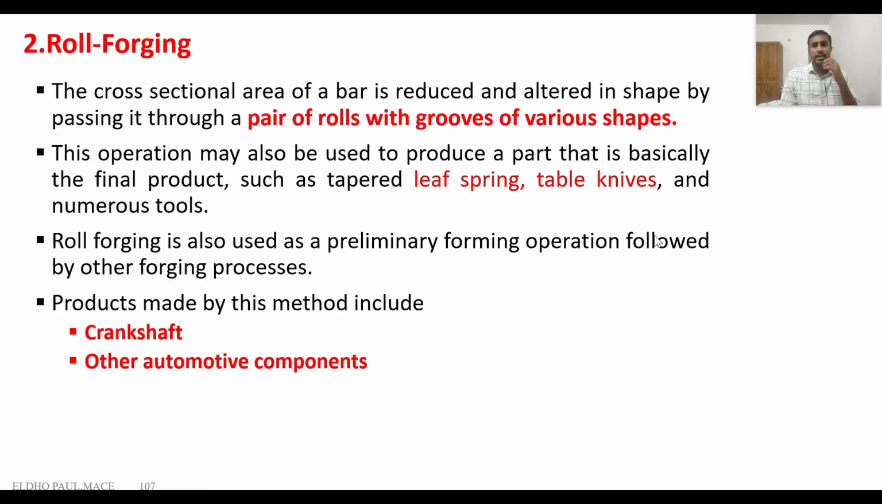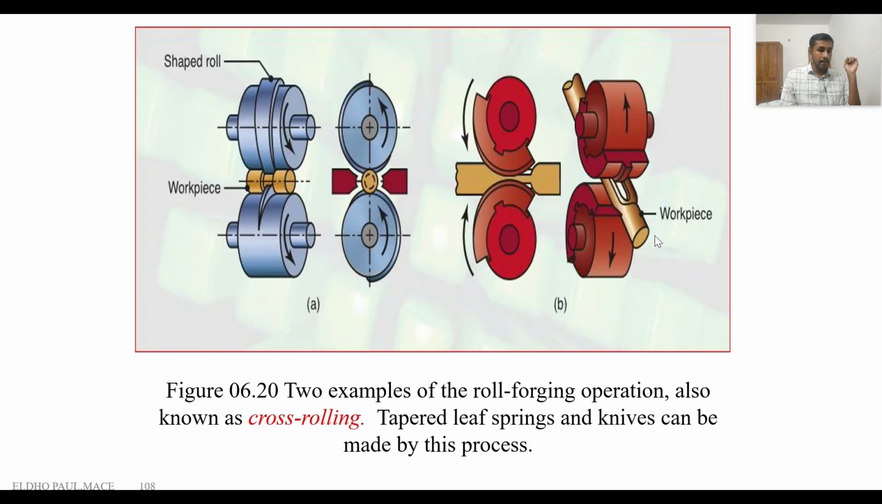Next one, we already discussed the roll forging operation. This is actually a hybrid of rolling process and forging process. Here we have two rollers. See this, two rollers with the grooves. We can see grooves in some portion of the roller.